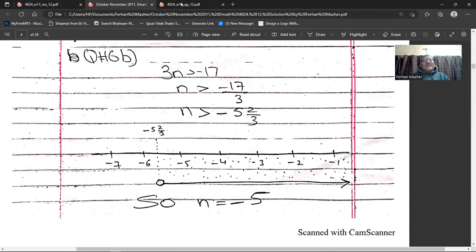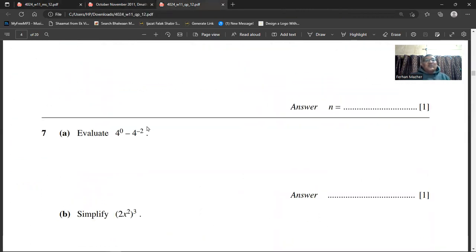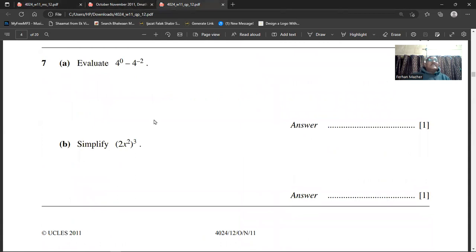Okay, so we are going to the next question. The next question is question number 7. He says, it's A part. He says, evaluate 4 raised to power 0 minus 4 raised to power minus 2. Anything raised to power 0, that means 1. So 4 raised to power 0 means 1.